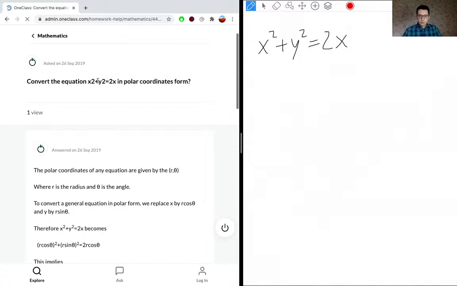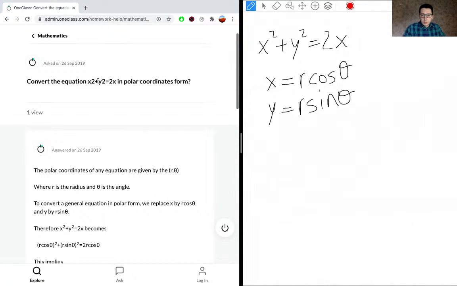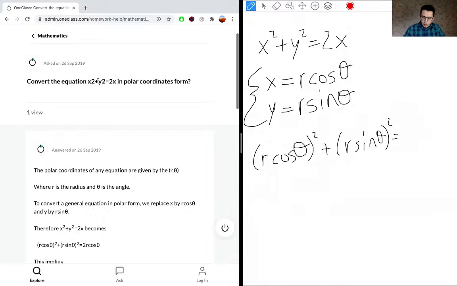To do this conversion, we have to know the following. We have to substitute for x, r cos theta, and for y, we substitute r sine theta. Whenever we're converting from xy coordinates to polar coordinates, this is the substitution that we will do. So we'll sub in for x, so we have (r cos theta) squared plus (r sine theta) squared is equal to 2 and then r cos theta.